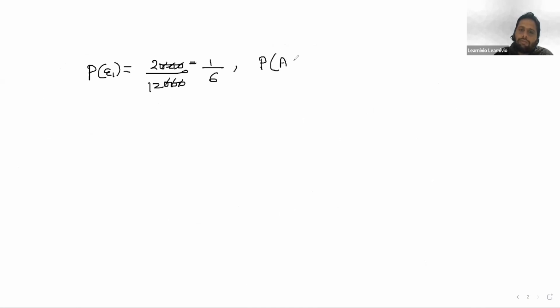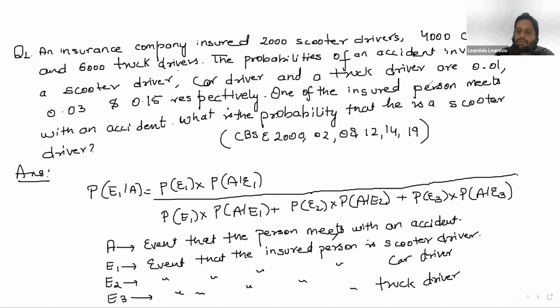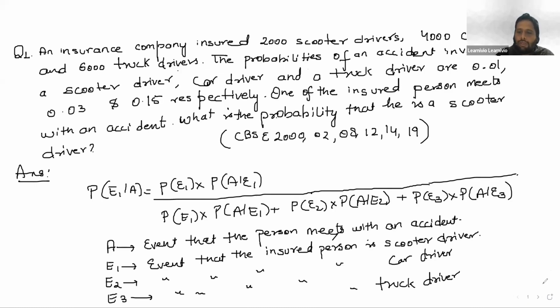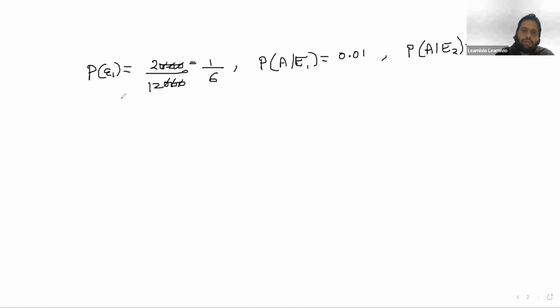Next, P(A|E1). A given E1 means it is given that he is a scooter driver, and A means he met with an accident. So the person is a scooter driver and he met with an accident. The probability is given. Probability of an accident involving a scooter driver is 0.01. Next, P(A|E2). That means a person met with an accident and he is a car driver. So its probability is 0.03. Next is P(A|E3). So the person met with an accident and he is a truck driver. So the probability is 0.15.